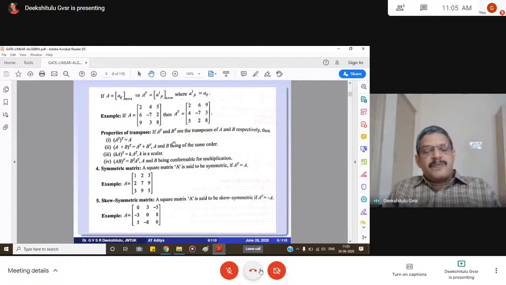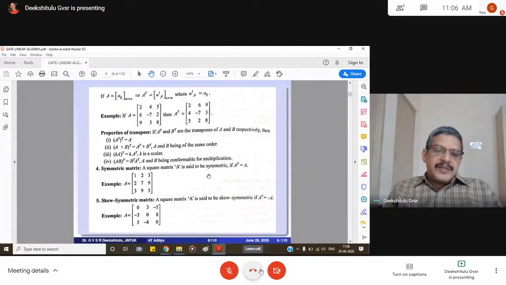Properties of transpose. If A transpose and B transpose are the transposes of A and B respectively, then A transpose whole transpose is A. A plus B whole transpose is A transpose plus B transpose. A constant times A whole transpose: a constant has no transpose, it is a real number, so even if you transpose it you get the same thing. It becomes K into A transpose, where K is any scalar. AB whole transpose becomes B transpose A transpose. This is an important point.